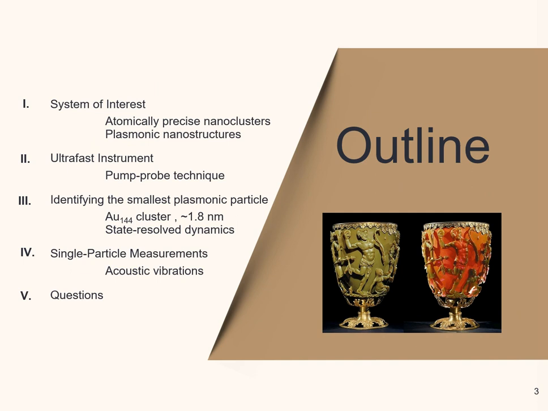Before I start my talk, this is the outline of what I'm talking about today. First, I want to introduce metal nanostructures, especially gold nanoparticles. There are two different types of nanostructures, and they have completely different applications. One is called nanocluster, with atomic positions. The second one is called plasmonic nanostructures.